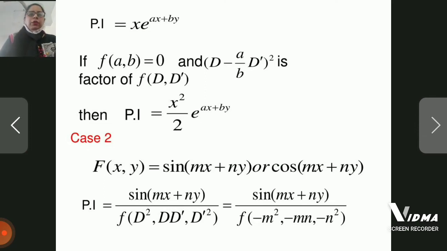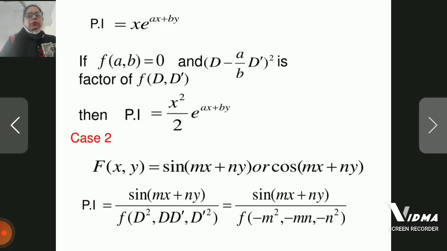Now case number 2: F(x,y) is sin(mx+ny) or cos(mx+ny). When capital F is in the form of sin or cos, the particular integral is sin(mx+ny) divided by f(D², DD', D'²). Then we put D² = −m², DD' = −mn, and D'² = −n².